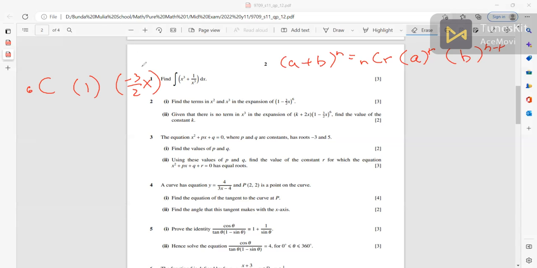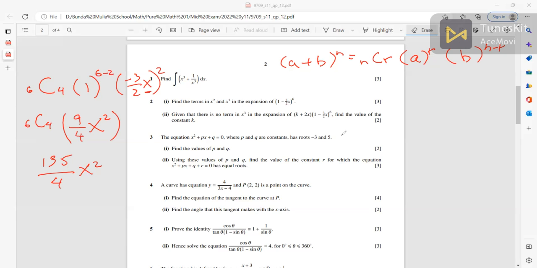We want to get x squared, of course. Here we focus on the one which has the x, so this should be to the power of 2, and then this is 6 minus 2, or let's say it is 4. So we have 6C4 times 9 over 4 x squared. If we calculate with the combination, we shall get 135 over 4 x squared. That is for the x squared.